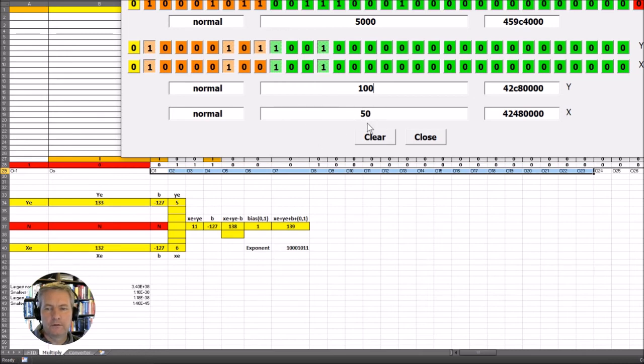We can see here that the 50 is going to have this exponent here, and that exponent is 132. We take away the 127, we get a value of 6, and the same for the y section. We take the 133 here, we take away the 127, and we get a value of 5. So let's have a look at that in our diagram.